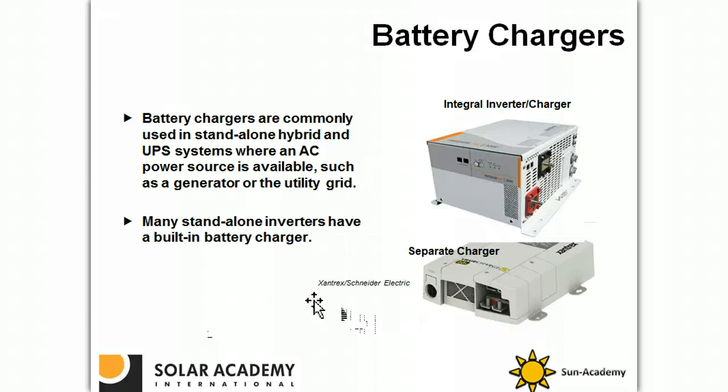Battery chargers operate from AC power and contain transformers, rectifiers, filters, and controls to produce suitable DC power for charging batteries. Battery chargers are commonly used in PV systems where an alternative AC power source is available to provide supplementary battery charging in addition to a PV array, such as an engine generator or the utility grid.